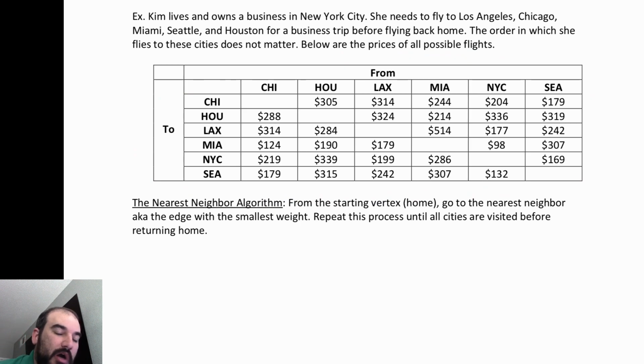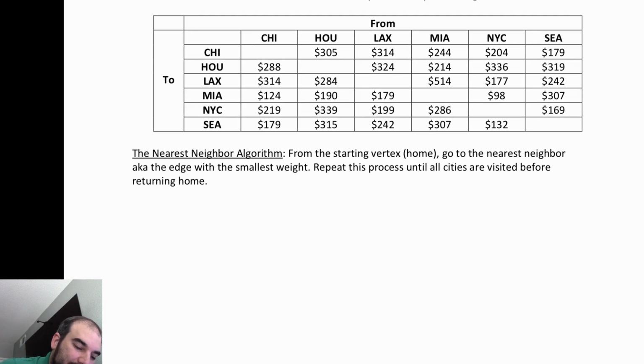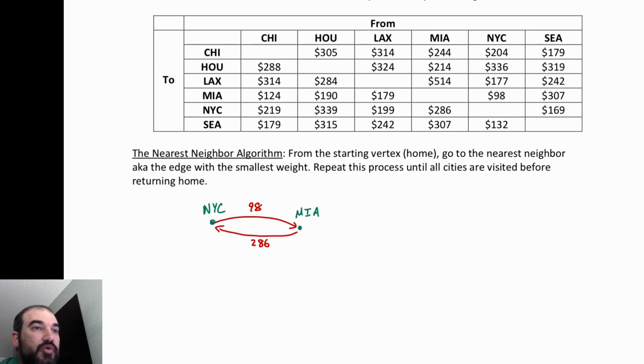So when we draw a graph for this, we would have to do something like, don't draw this yet, but if this is my New York City and this is my Miami vertex, we'd have to draw the edges where you travel one way for a certain price. So from New York City to Miami would be $98, but then Miami to New York City would be $286, right? So we'd have to include travel there and back as different edge weights. And then when we're trying to form our Hamiltonian circuit, we'd have to pay attention to which way the edge is going, and that gets a little bit complicated.